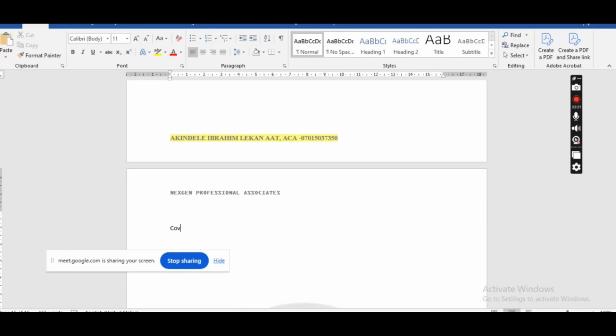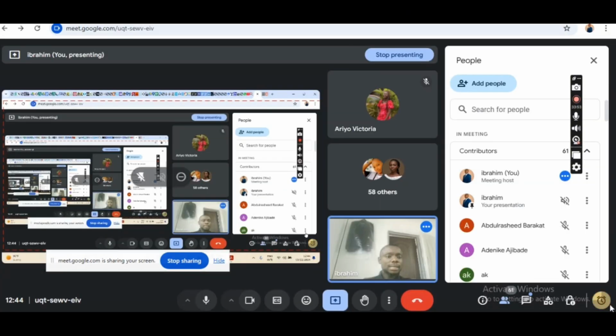You have your cover page. You write answer plan, cover page. That is the first thing. Now, the next thing you need to write on your answer plans is your executive summary. You write 1.0 like this: Executive summary.